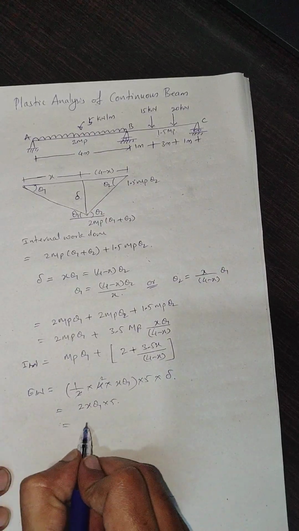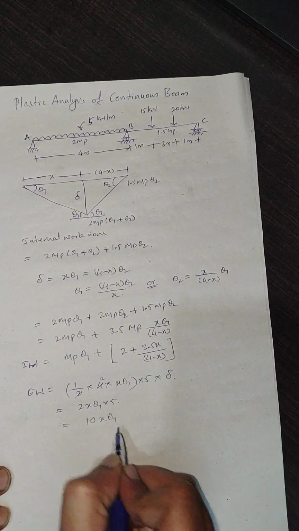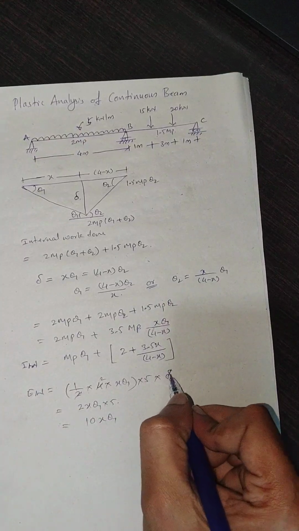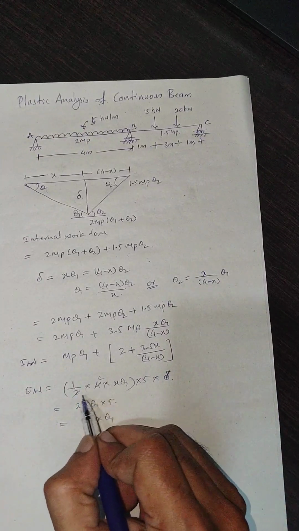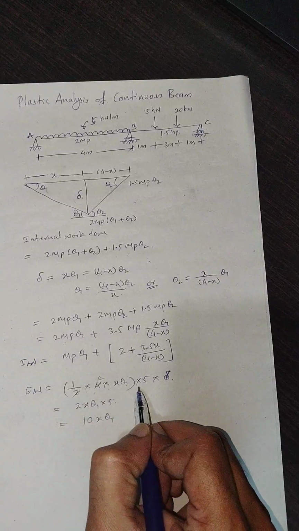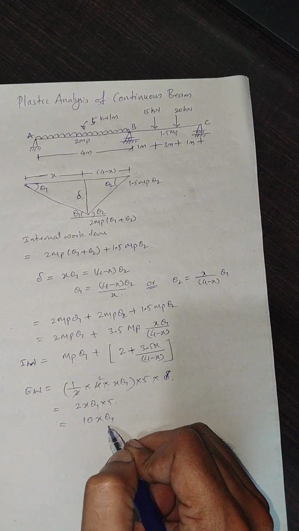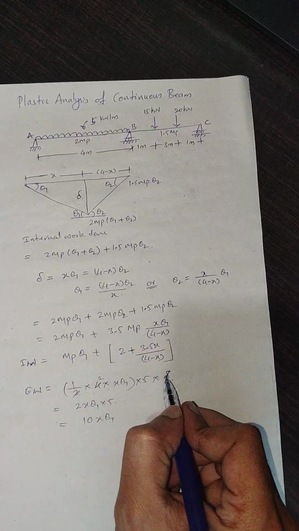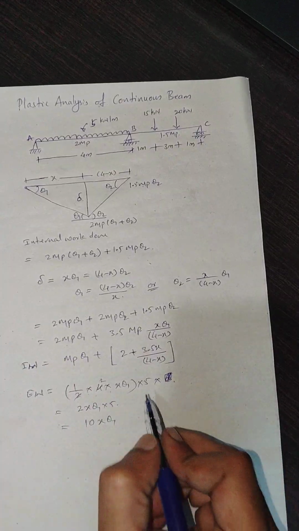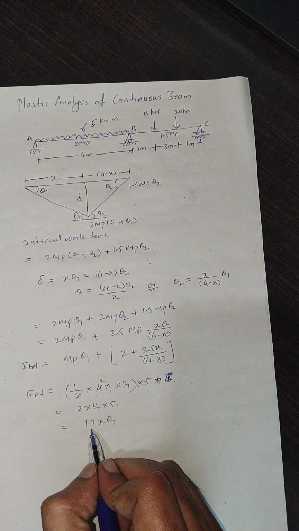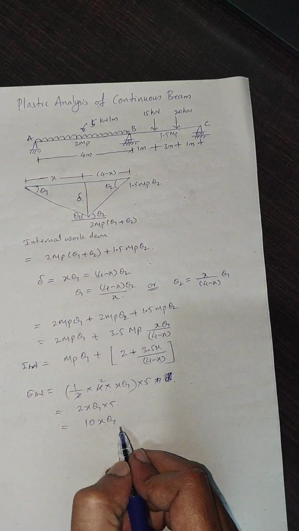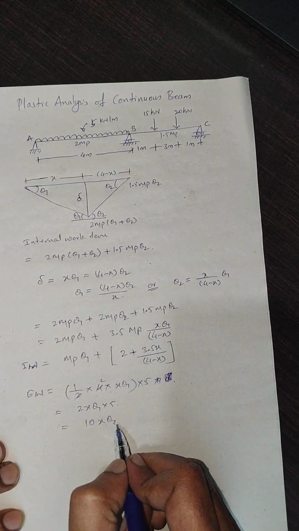So it will be 10x theta 1. Yes, so this is the delta, meaning the total area under the load, right? So 10x theta 1 is the external work done. So this is not correct. So this is x theta 1. The external work done is x theta 1.